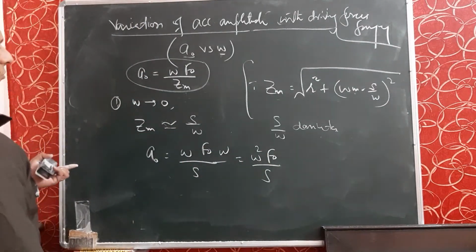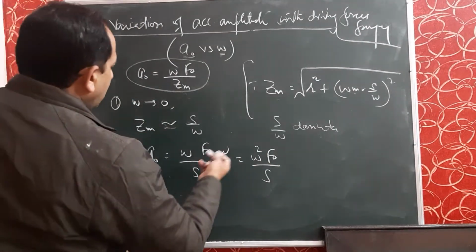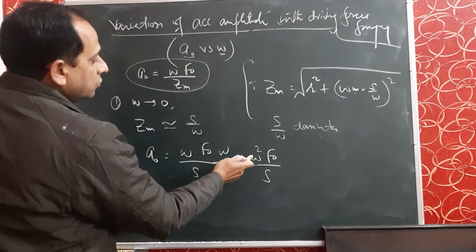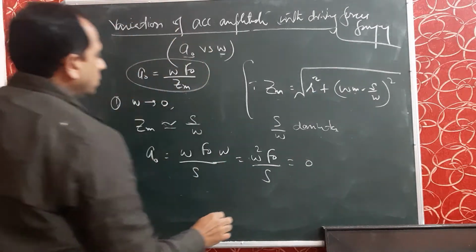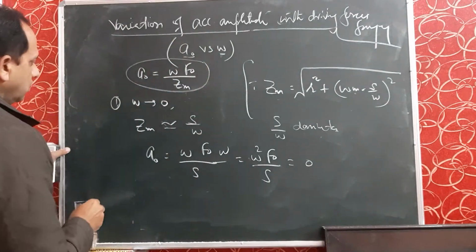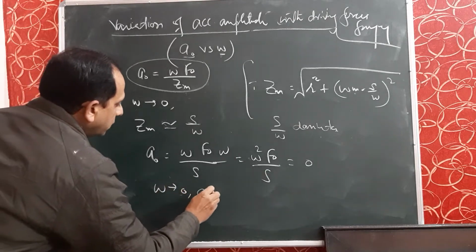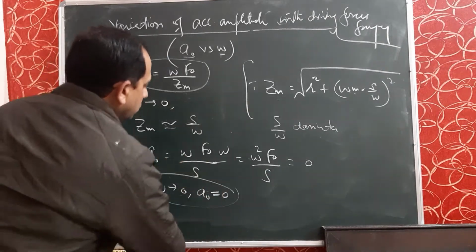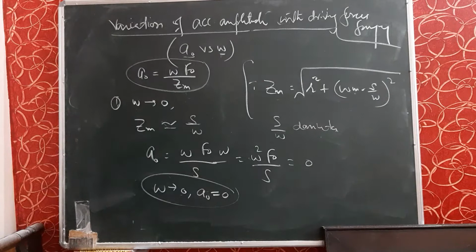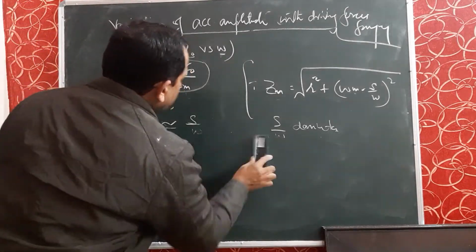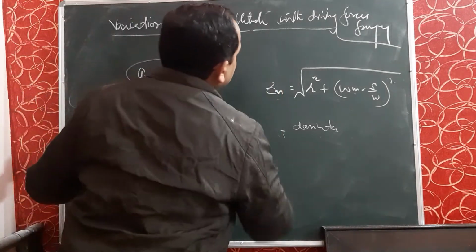At last, finally, we will put the value of omega as 0 here. Omega 0, 0 into something, becomes 0. So this is the first coordinate: omega tends to 0, acceleration also becomes 0. This is the first point which we will show in the graph.